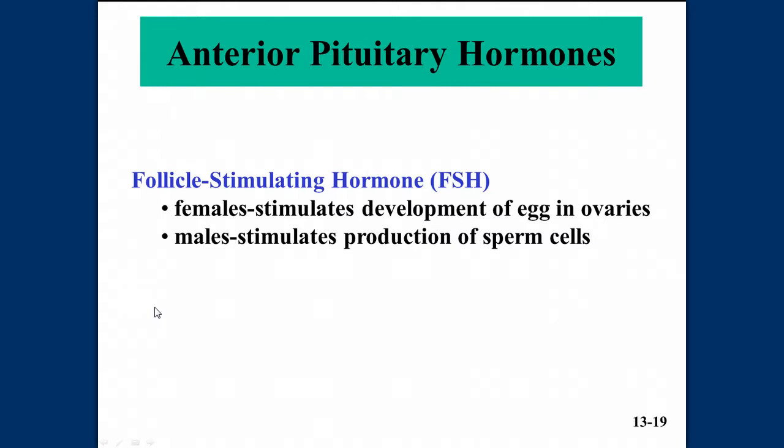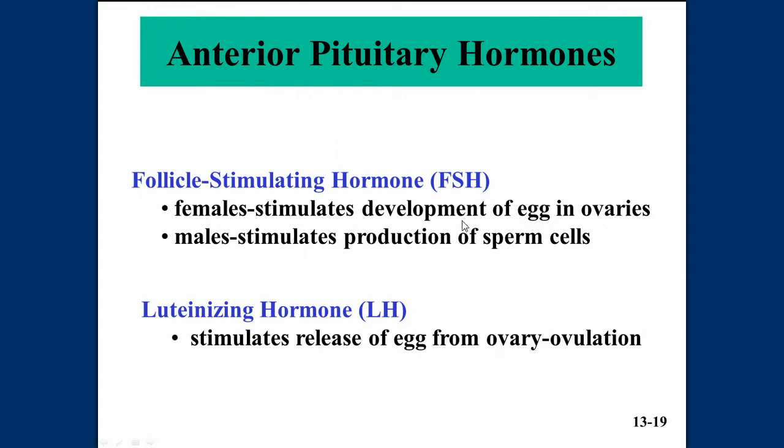Follicle stimulating hormone, or FSH. In females, it stimulates the production of eggs in the ovaries. And in males, it stimulates the production of sperm cells, so they're sex hormones. Luteinizing hormone is supplemental to the follicle stimulating hormone. LH stimulates the release of the egg from the ovary during ovulation.